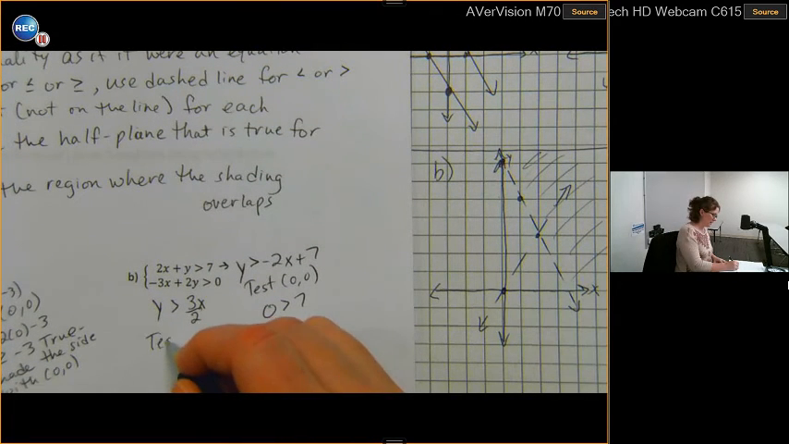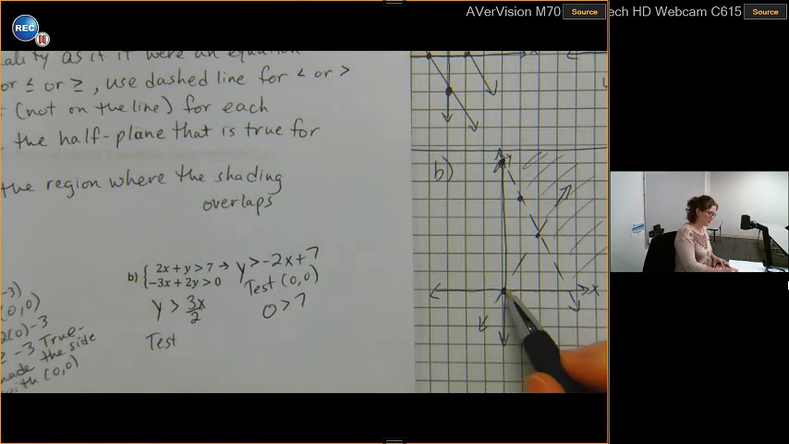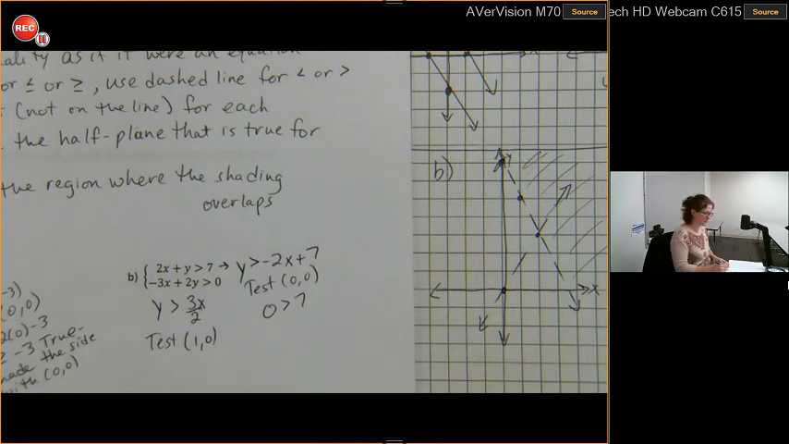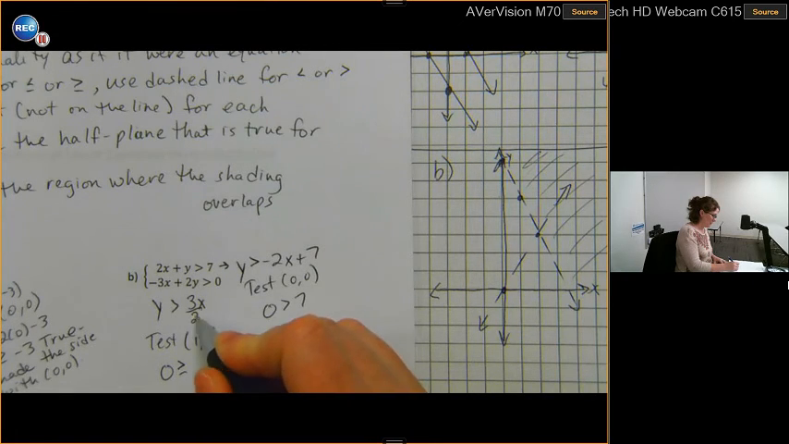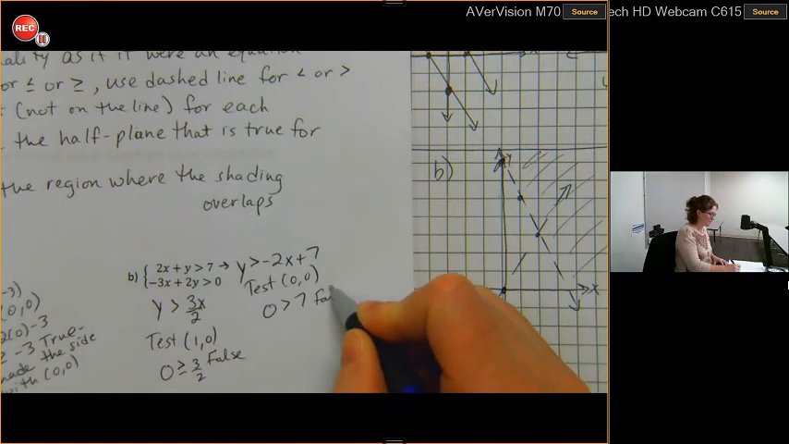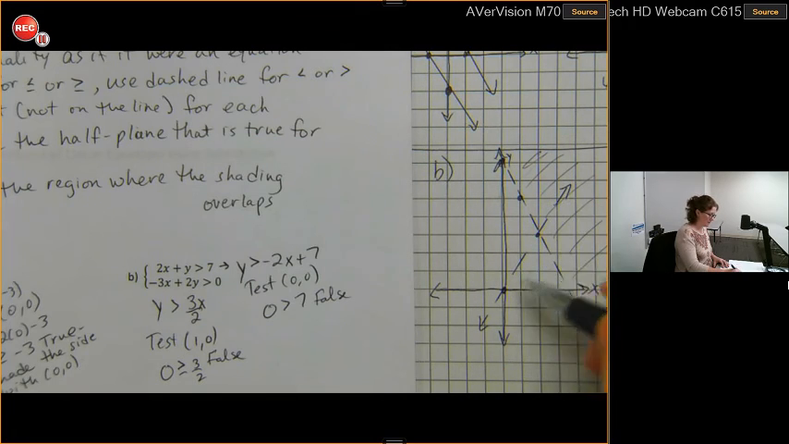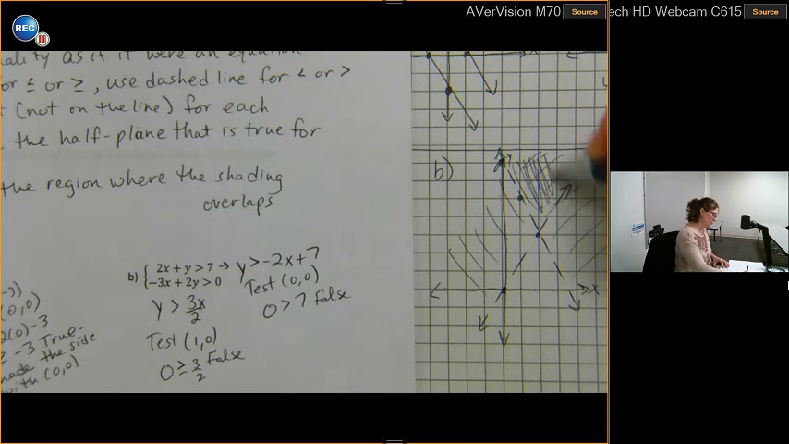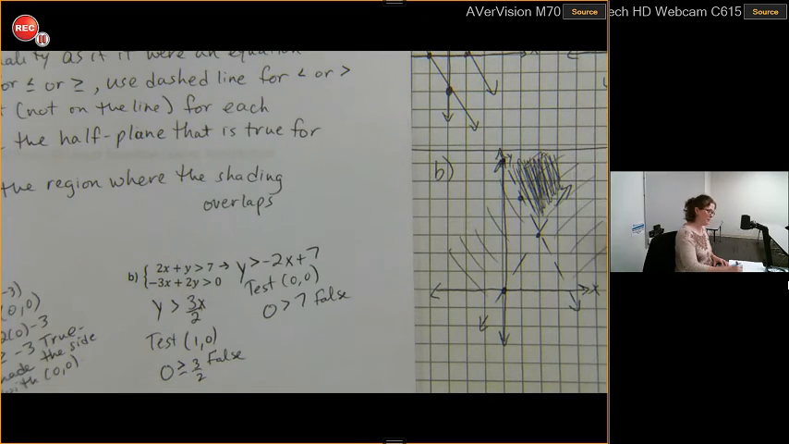And this line, I can't test 0, 0 because the line goes through 0, 0. So I'm going to test 1, 0, just picking a different point. So I get, when I put in the 1, I get 3/2, so that's also false. So on this line, 1, 0 is right here. It's false, so I do not want to shade it, so I shade up here. So the overlapping region is this top part right there.